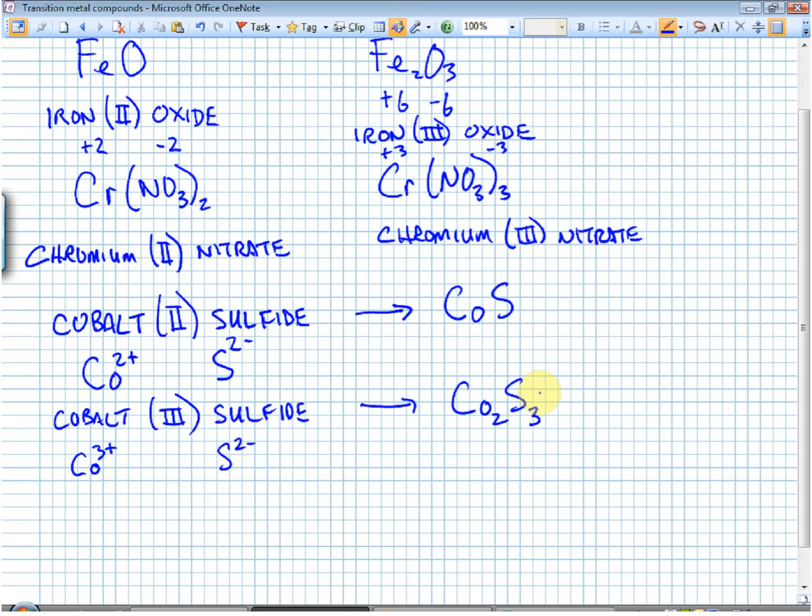All right, so that's a real quick introduction to the simple thing we have to add when we are naming certain transition metals. Okay, keep in mind that the Roman numeral is used to indicate the charge on the transition metal.